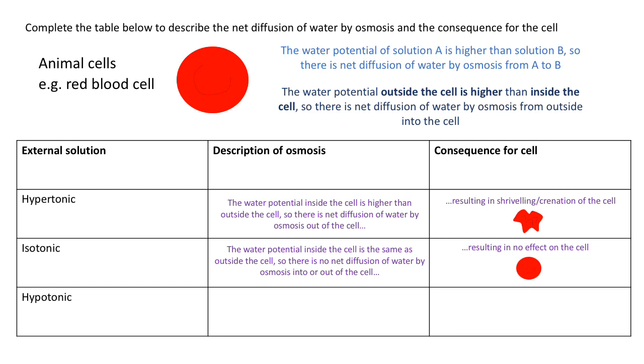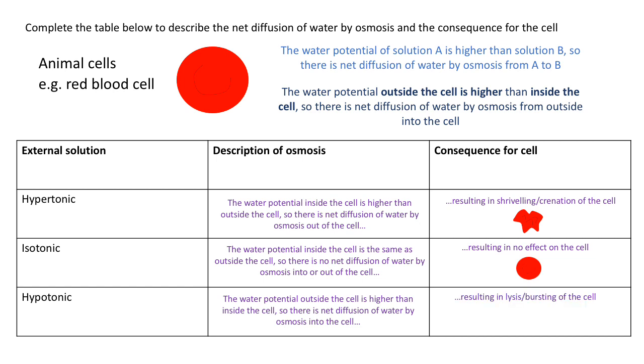And then finally, hypotonic. Hypo means low, low solute concentration. So you should have worked out that the description of osmosis should be this. So the water potential outside the cell is higher than inside the cell, so there's net diffusion of water by osmosis into the cell. What's the consequence for the cell? It's lysis, or bursting. And there's a burst animal cell.